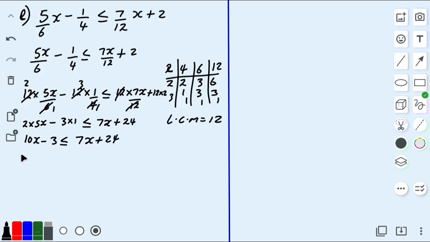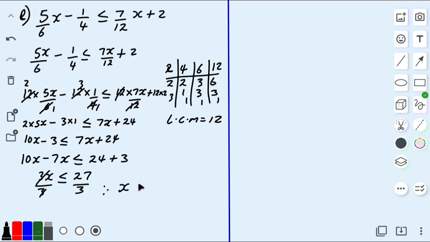The next thing you need to do is to collect the like terms. So we have 10x minus 7x less than or equals to 24 plus 3. This will give us 3x less than or equals to 27. Divide both sides by positive 3. So we have 3 over 3. Therefore, x is less than or equals to, 3 in 27 is 9, 3 in 3 is 1. So we have x to be less than or equals to 9. This will be our final answer.